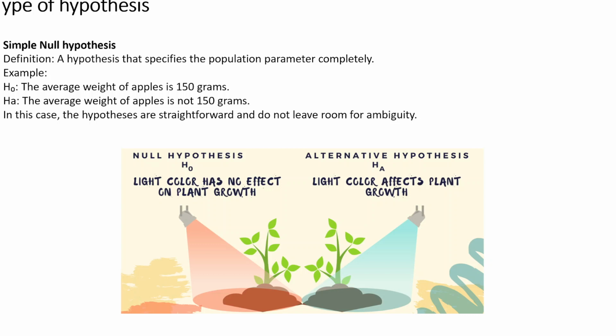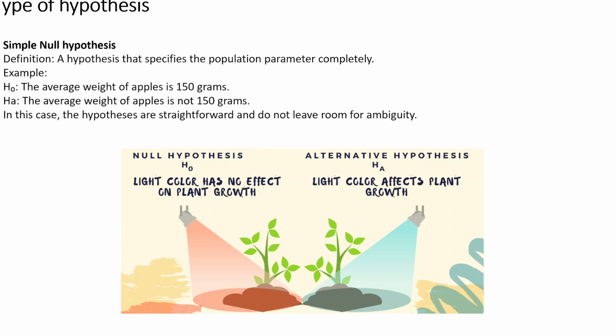Types of hypothesis. There are several types of hypothesis, but let's discuss the major and important ones, like the simple null hypothesis. By definition, it is a hypothesis that specifies a population parameter completely. What we do here is specify a value for a statistic, like the standard deviation or the mean. Let's take an example: the average weight of an apple is 150 grams. That is the null hypothesis.